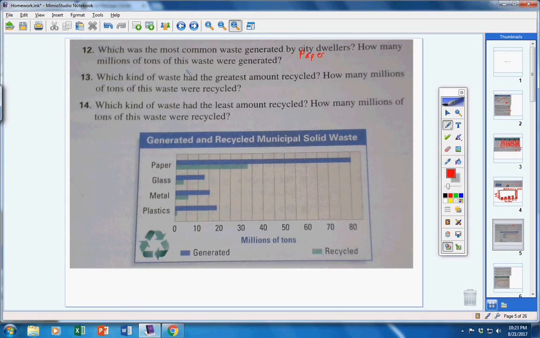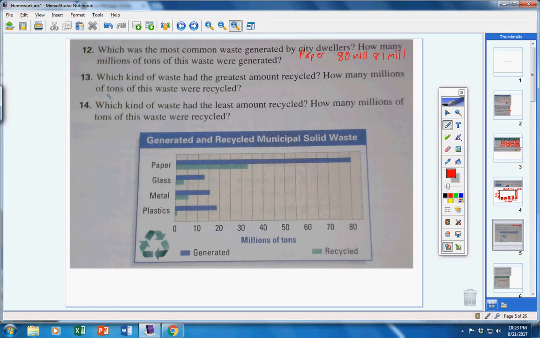How many millions of tons of waste was generated? Well, this is millions of tons. It's all the way out to 80, maybe a little bit past. So you could put 80 million if you wanted to for an answer, or you could put 81 million. Either way is fine. Okay?